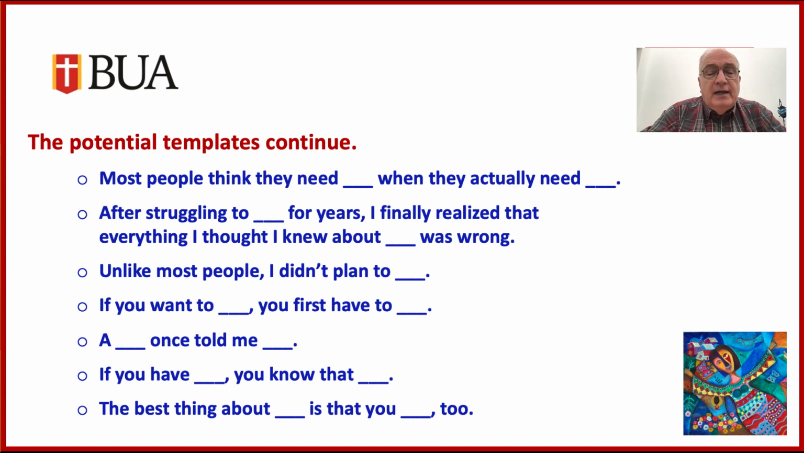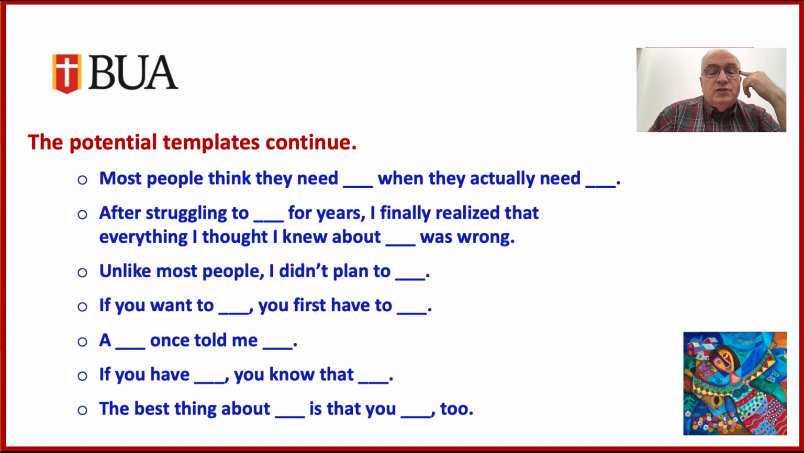If I want to blank, you first have to blank. Unlike most people, I didn't plan to have a doctorate degree. I got started. I loved education. I fell in love with it. I got my bachelor's. Then I got my master's. And then I decided some years later, well, maybe I ought to go get a doctorate. See, you can write a paper about something like that. If you want to blank, you first have to blank. If you want to succeed, you first have to put forth the effort.